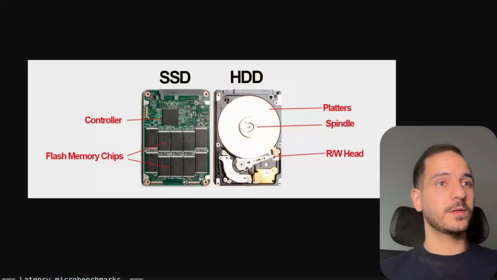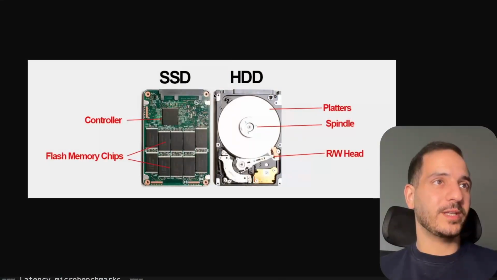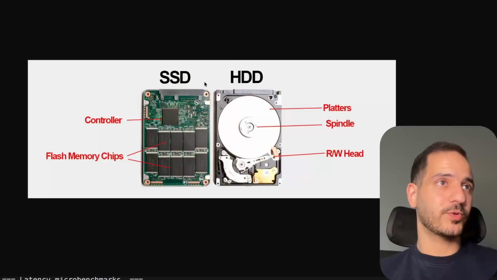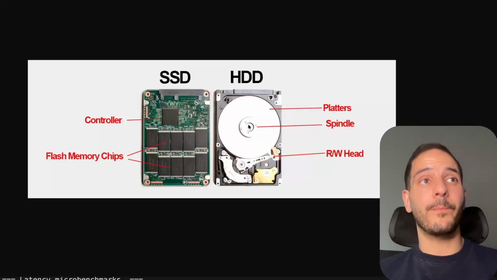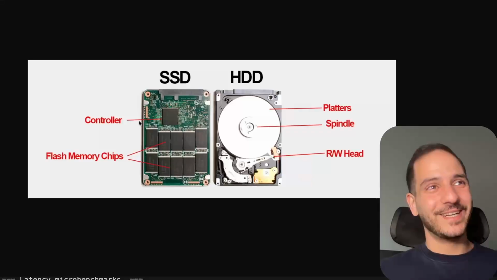CPU cache and RAM are volatile. If we lose power, data is lost. If we want persistence, we need to use disks. So there are two big families of disks, SSD, solid-state drives, and HDD, which are actual disks. SSDs are way faster than HDD, but as with other types of storage, they are more expensive. So the faster you are, the more expensive you end up being.